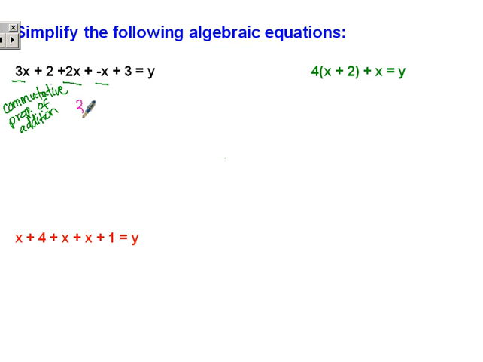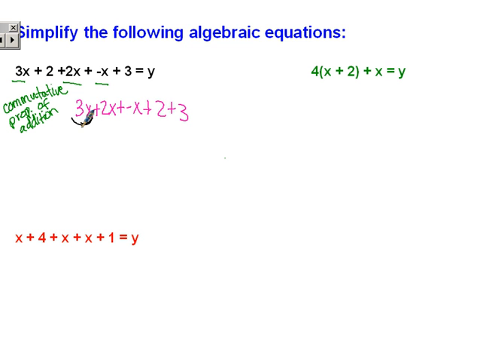So I'm going to put 3x next to the 2x, next to the negative x, then I put my numbers together, 2 plus 3. Now what I'm going to try to do is combine all my x's. Now I'm going to make us write out some steps so that we understand what we are allowed to combine and what we're not.